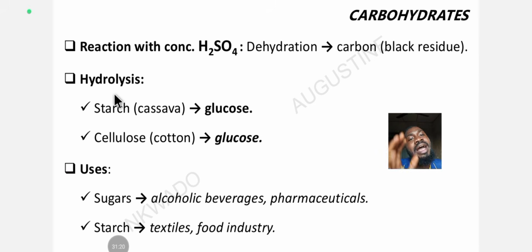Hydrolysis. When you hydrolyze starch, what are you going to get? For example, you hydrolyze starch present in cassava, you are going to get glucose, like I said before. When you hydrolyze cellulose, so both of them now, we are hydrolyzing polysaccharide. It's trying to tell you that the hydrolysis of polysaccharide will give you glucose. So it will give you what? A monosaccharide.